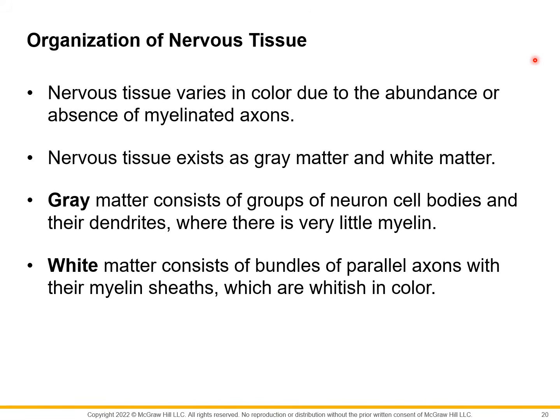Now, the color of the nervous tissue depends on the amount of myelinated neurons in that specific area. Gray matter is composed of neurons where there's little amounts of myelin. White matter is composed of bundles of axons with myelin sheaths. So ulitin po natin, gray matter, less myelin. White matter, more myelin.